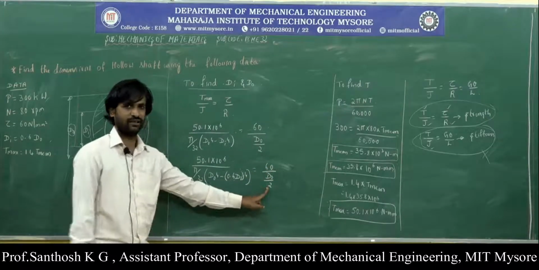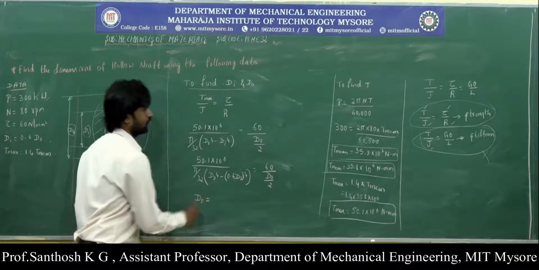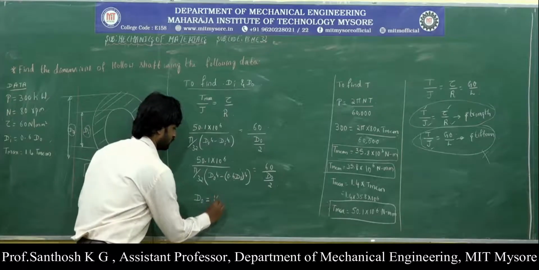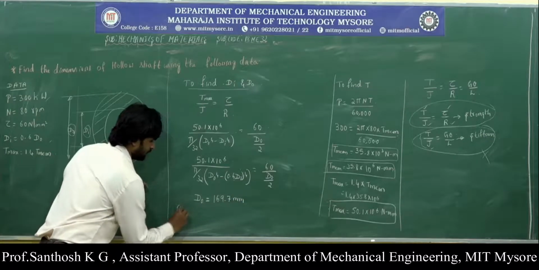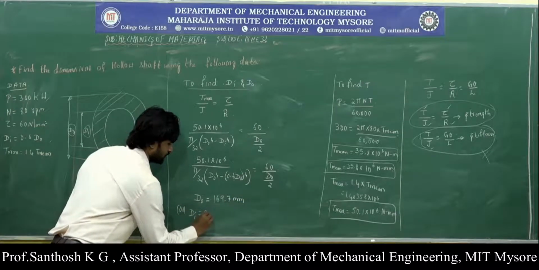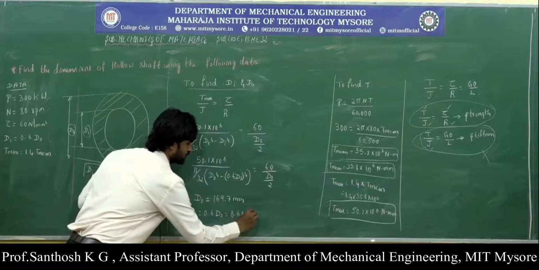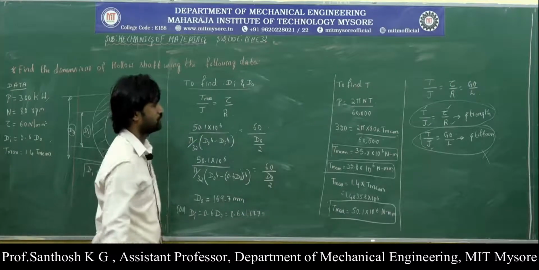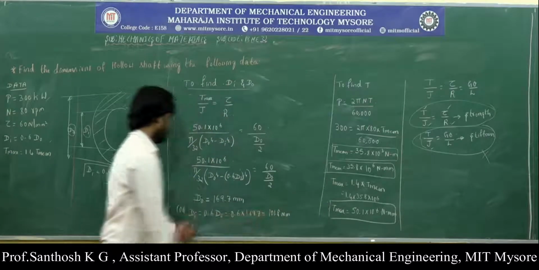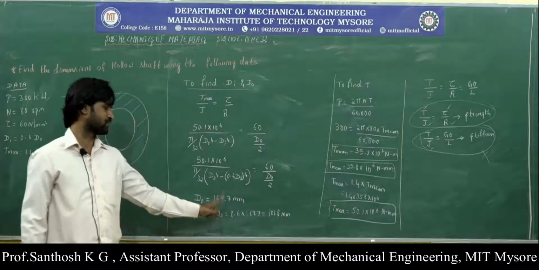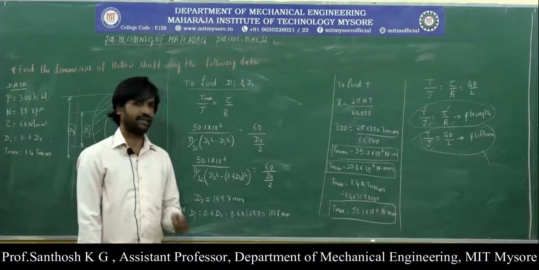So if you see this equation here, the only unknown is d naught. By solving this you will get the value of d naught, and it will be equal to 169.7 millimeters, and to calculate the value of di we can use the equation 0.6 times d naught. So 0.6 into 169.7 will be equal to 101.8 millimeters. Therefore, the external diameter of the given shaft is 169.7 and the internal diameter is 101.8 millimeters.